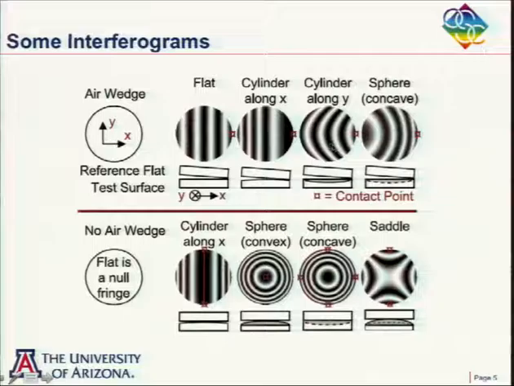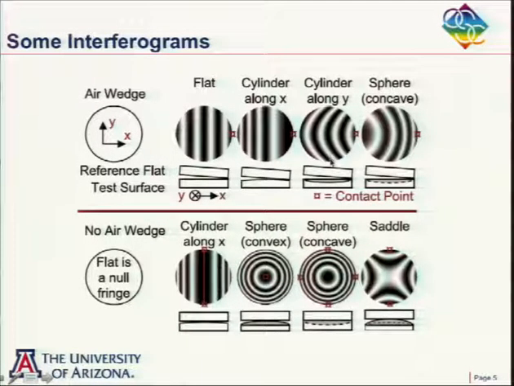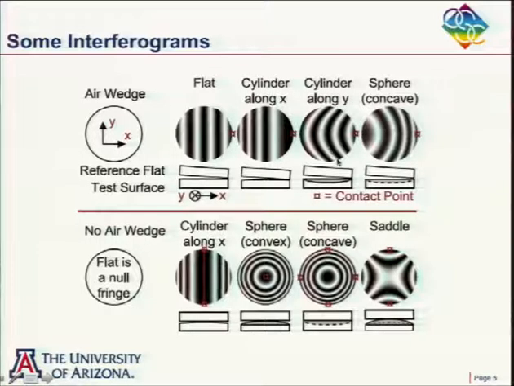And then if we have the cylinder going the opposite way, so now it's going to be linear in x and the cylinder is along y. Now the fringes are going to be equally spaced here, but they're not going to be straight. Okay, so they'll be curved.